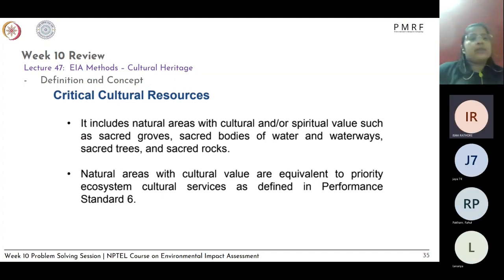And then we also looked up at critical cultural resources. So these include natural areas with cultural and or spiritual value, such as sacred groves, sacred bodies of water and waterways, sacred trees, and sacred rocks. So these are critical cultural resources which communities identify as sacred, and which they do not even allow access to outsiders beyond their community, and in certain cases to different genders as well. And then it also includes natural areas with cultural value, which are equivalent to priority ecosystem cultural services, which is defined in the Performance Standard 6.